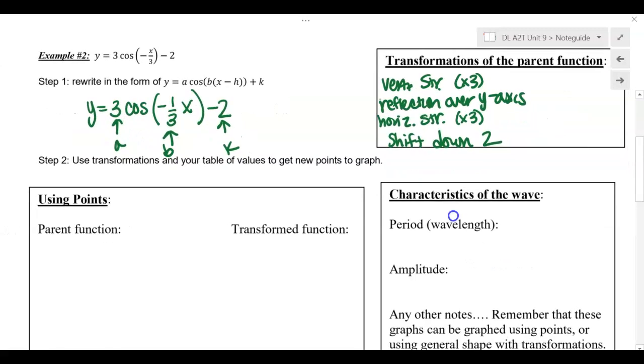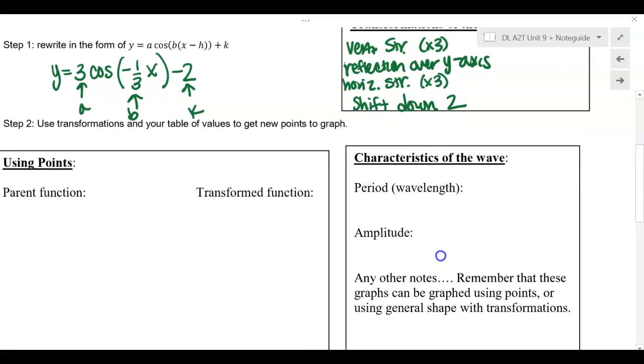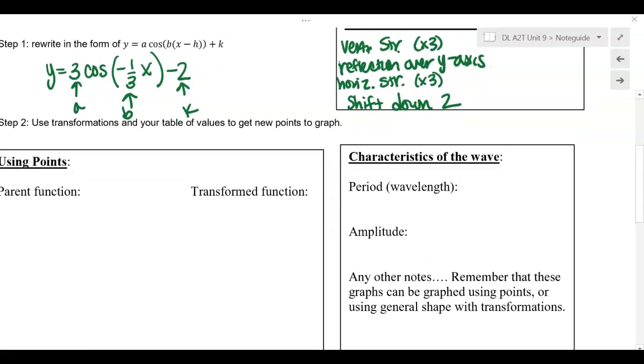So again, if you want to use the tables, use the tables. I'll go through and do them at the end, but I'm going to do it the other way first so that you guys can see that. So period is normally 2 pi. There was a horizontal stretch by 3. This is going to make the period 6 pi. Amplitude is normally 1 for a cosine function. There's a vertical stretch by 3. This is going to make the amplitude 3.